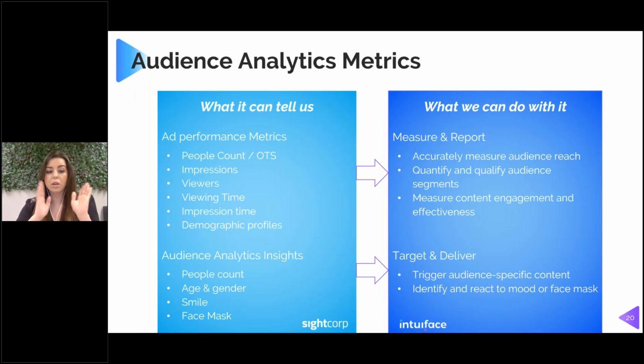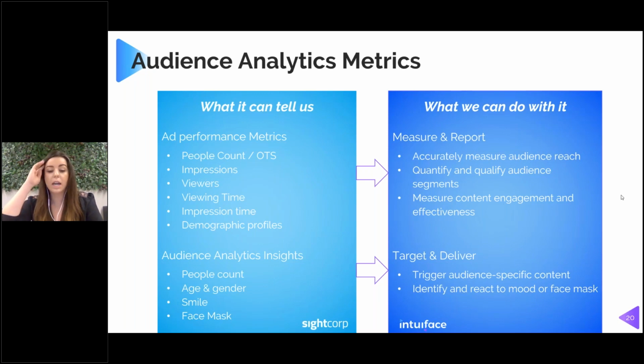So basically, using head pose, we can understand in which direction the faces are looking, the people are looking. So we can distinguish between if they're only looking in the direction of the screen, so that would be impressions, or if they're actually looking at the content, so that would be viewers. And then we can also measure the viewing time, so how long they're detected as viewers, and the impression time applies the same, so how long they're detected as impressions. And we can also collect information around their demographic profiles, so that's in terms of age and gender.